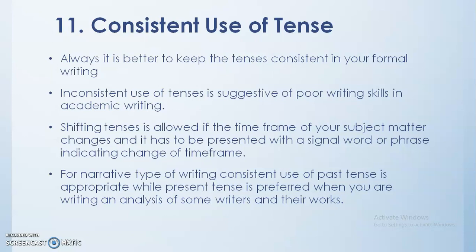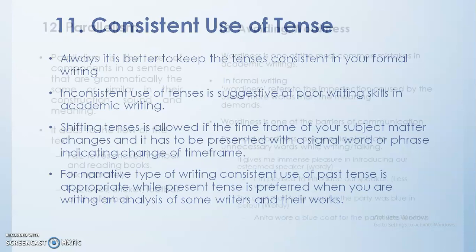For a narrative type of writing, consistent use of past tense is appropriate. If you are writing a narrative essay, past tense is appropriate for that, while present tense is preferred when you are writing an analysis of some writers and their works. Okay, if you are doing a descriptive or analytical essay, present tense is advisable. But if you are writing a narrative essay, past tense can be employed.